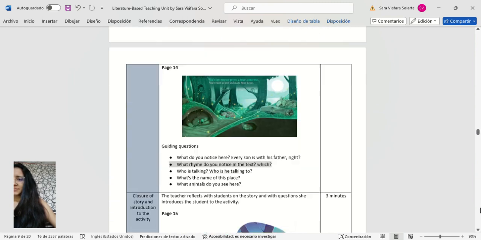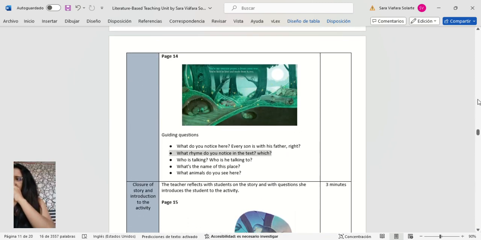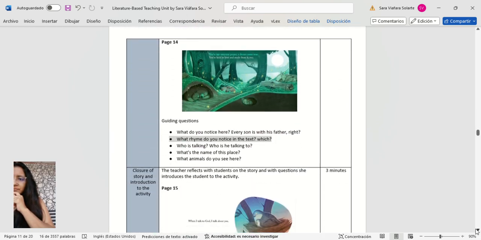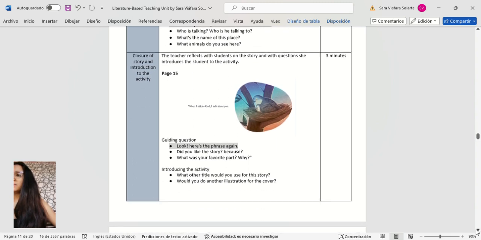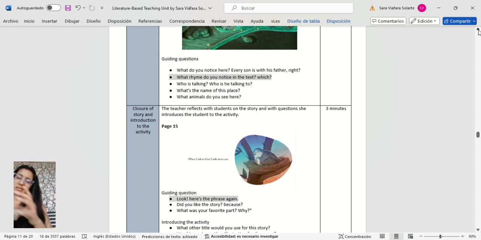When she finishes the reading aloud session, the teacher reflects with the students on the story. Of course, in this first class the topic is prayer. So in this class she focused on that. She reflects about the story with questions, and she introduces the story to an activity.